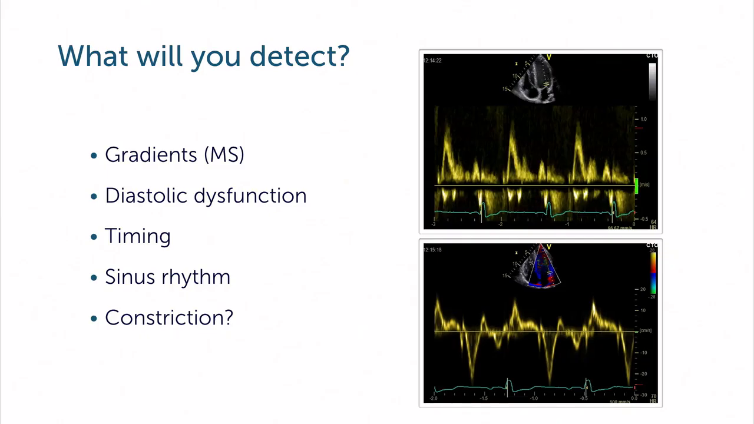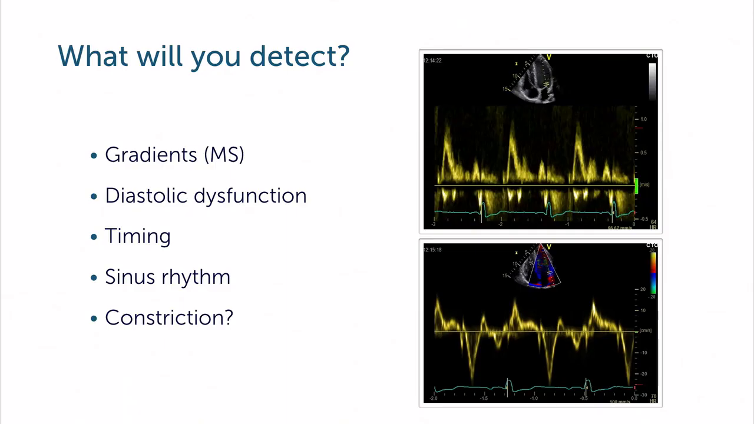Where do we use pulsed wave and tissue Doppler of the mitral valve? First of all, to look at mitral stenosis, to assess diastolic dysfunction. For timing, it's ideal to determine, for example, the isovolumic relaxation time, to look at whether or not a patient has sinus rhythm, and also to determine if a patient has pericardial constriction.